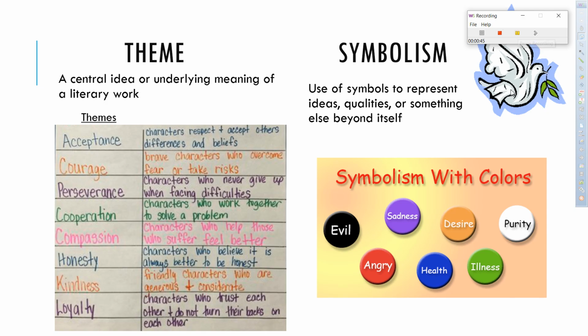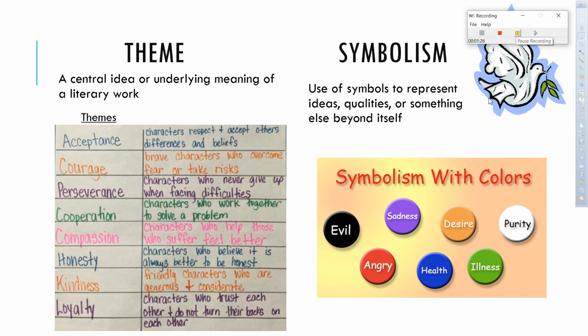The first two words I would like you to define on your chart are theme and symbol. Theme is a central idea or underlying meaning of a literary work. The visual below that definition includes some themes that are pretty common in different texts we will read. The other word is symbolism, the use of symbols to represent ideas, qualities, or something else beyond itself. The visual I included shows the colors and what they represent. Sometimes a bird, like the dove, could be a symbol for peace.